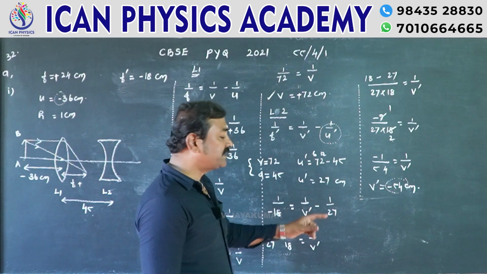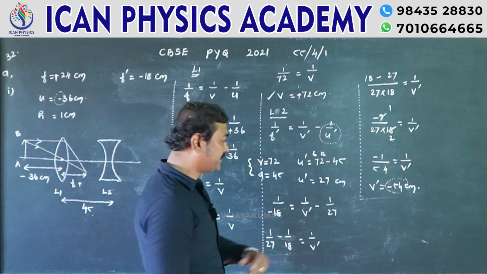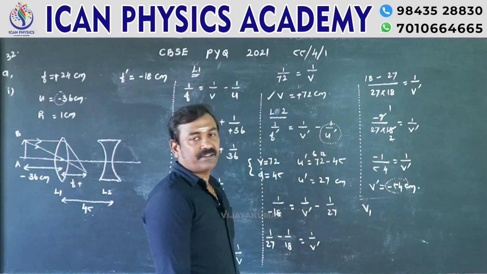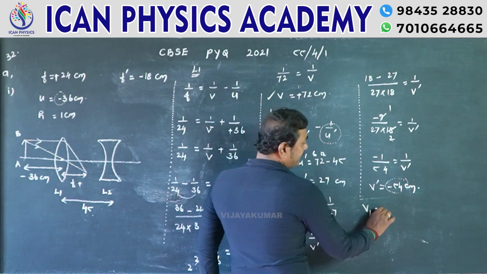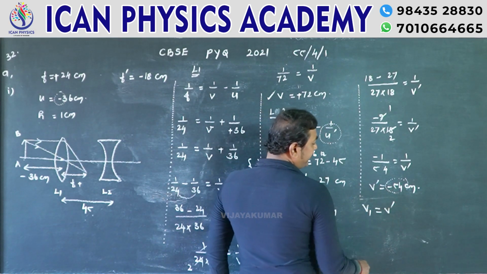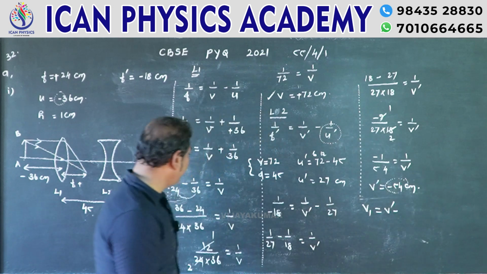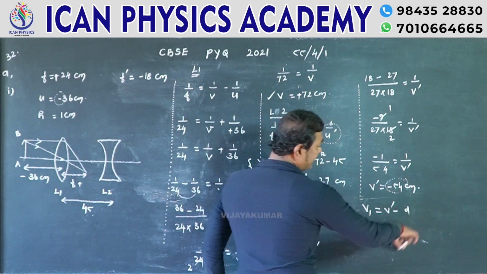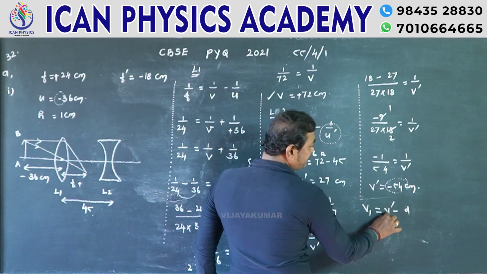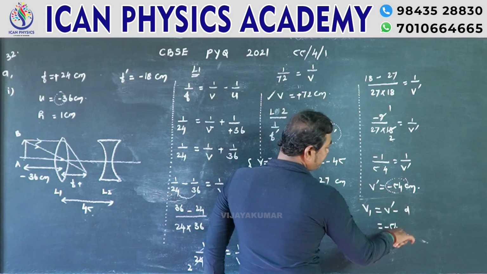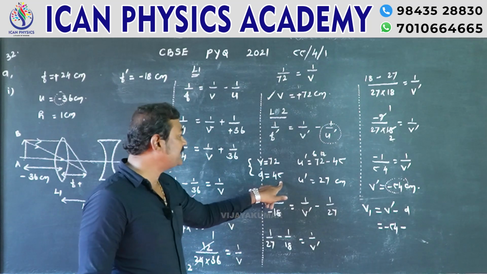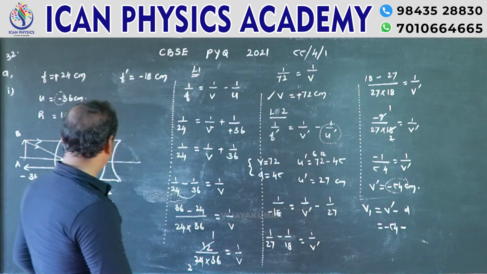Okay. So what is the question? What is the final image distance? The final image distance can be taken as V1, that is equal to V dash minus the distance between the two lenses, which can be taken as D. What is V dash? V dash is minus 54. This is the minus symbol. The distance is 45.